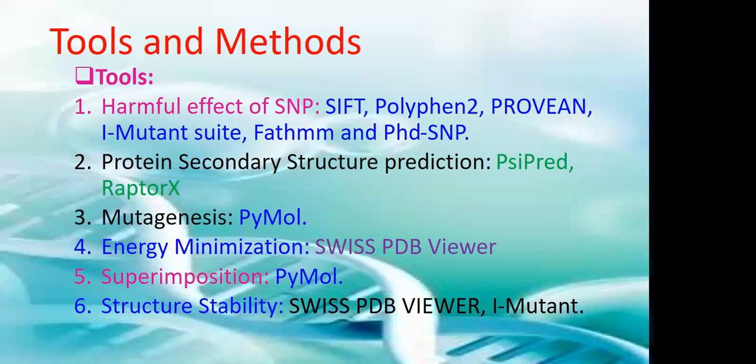We also use PSIPRED for protein secondary structure prediction, and RaptorX for structure prediction. We also do mutagenesis in PyMOL. PyMOL is the visualization tool used to visualize the 3D structure, and we can do further analysis inside PyMOL.